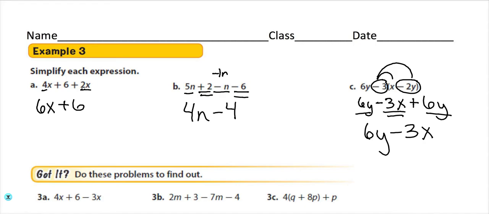Okay? And I should probably switch those around since that's how we usually do it. We usually go in alphabetical order, so it would be negative 3x plus 6y. Oh, sorry, it should be 12y. What am I doing? Back up. Here, let me just redo the whole thing. Sorry. Let me just do it right the first time. So it should have been negative 3x plus 12y. There we go. Sorry.